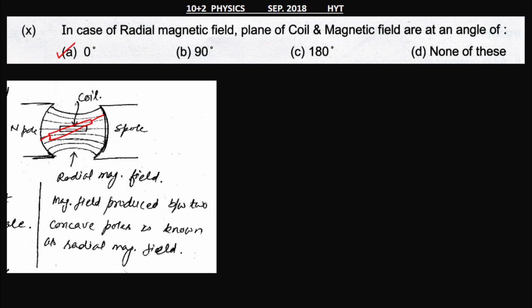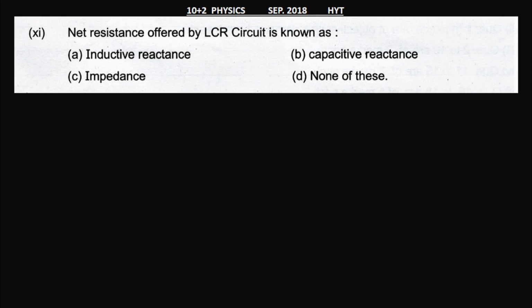Now moving to the next question, that is question number 11. It says that net resistance offered by LCR circuit is known as, this is the simple name, and that is impedance. So impedance is the right answer for question number 11, which is C.